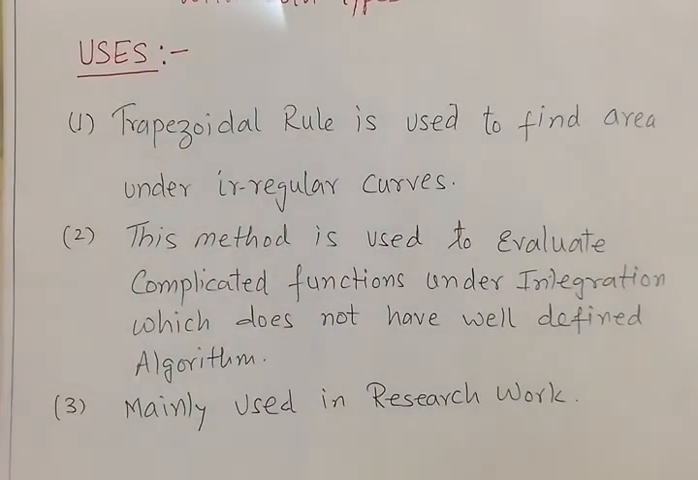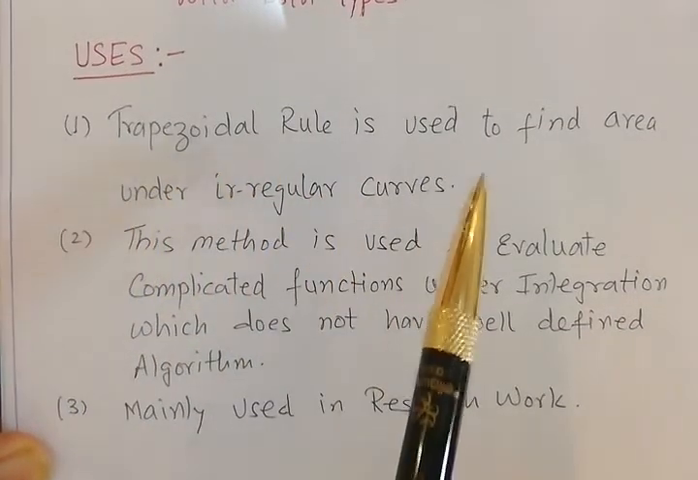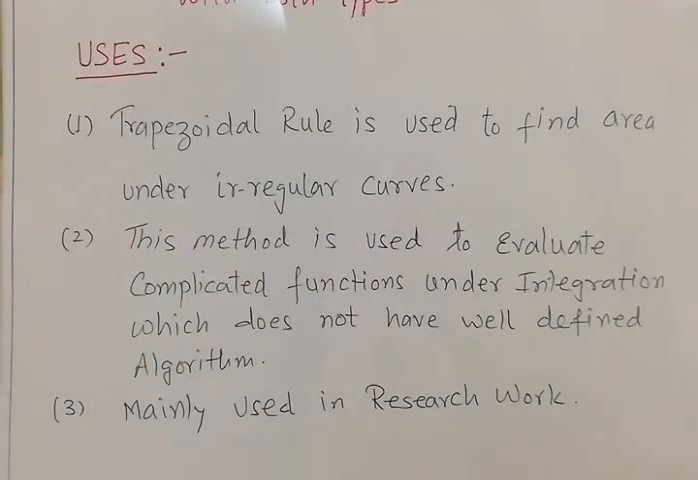Coming over the uses of this method. What is the use of the trapezoidal rule? The trapezoidal rule is used to find the area of irregular curves, basically the area under the irregular curve. For example, the cross-section area of a river. Now the depth of the river at different places will be different. So the curve is not a well-defined curve. It is an irregular curve. We don't know what kind of curve it is. So the area under an irregular curve, we can distribute the complete area into strips and we can find it.